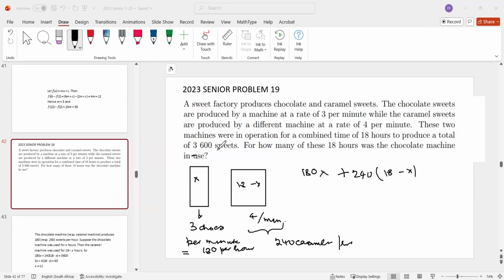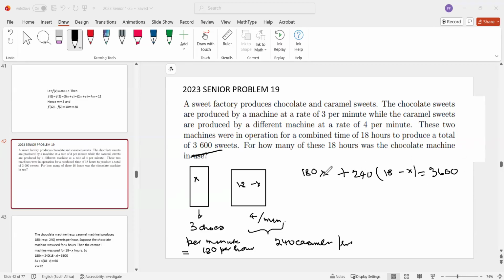So it says here, 3,600 sweets. That's the total number of sweets produced altogether. And the question is, we call this X. We need to find X here. You've got a single equation.